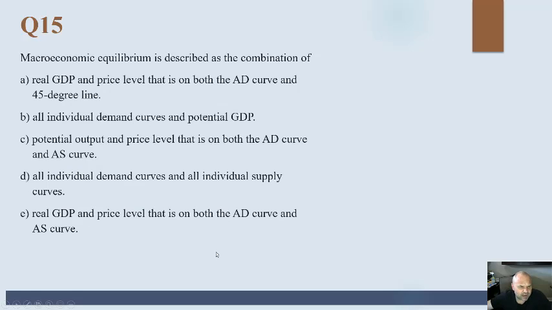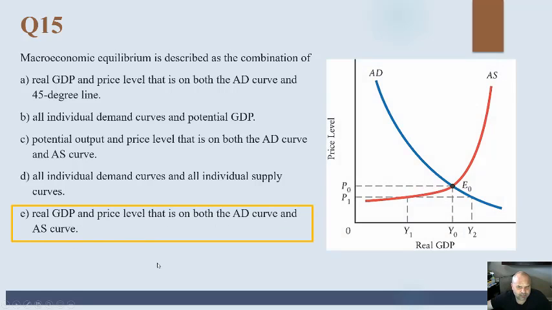So the macroeconomic equilibrium is where the aggregate demand curve and aggregate supply curve intersect. And so which of these is correct related to that? Hit pause. Okay, the correct answer here is real GDP and price level that is on both the aggregate demand curve and aggregate supply curve. So that's where they would intersect.